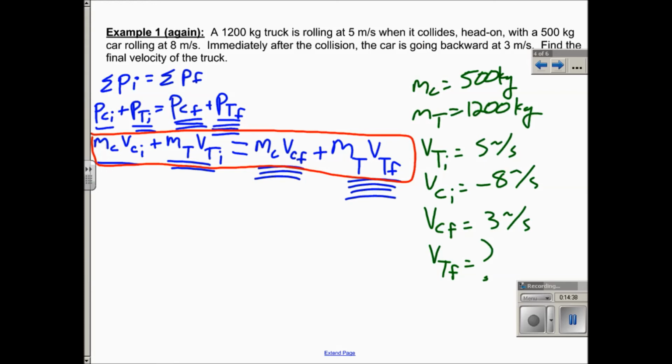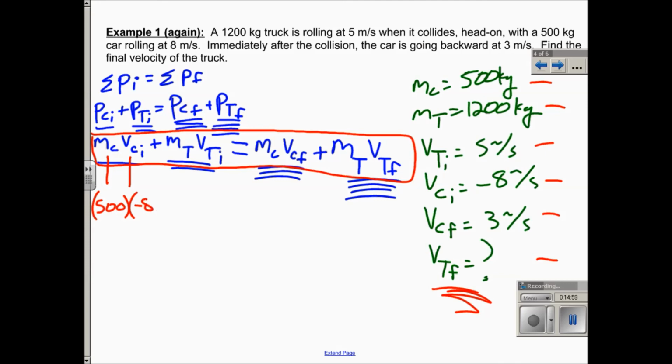So you'll notice there are here 1, 2, 3, 4, 5, 6 variables. We know all of them except for one. So plug them into the equation. Check it out. I'm going to plug them in. I'm not going to worry about units until the end because everything's metric. So mass of the car, I'm just plugging in these numbers here. Okay, mass of the car is 500.